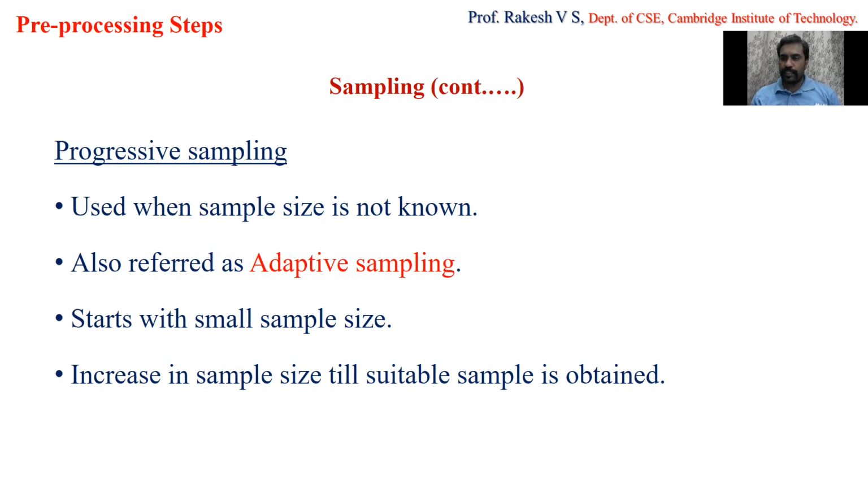Progressive sampling. This kind of sampling is used when we are not sure of the sample size that we are going to consider. This is also referred to as adaptive sampling. In this case, we begin sampling with a sample of smaller size, and as the process moves forward, we increase the sample size. Till when are we going to increase it? Until we get a sample of the suitable size. So how do we get to know that? We'll try to understand it using an example.